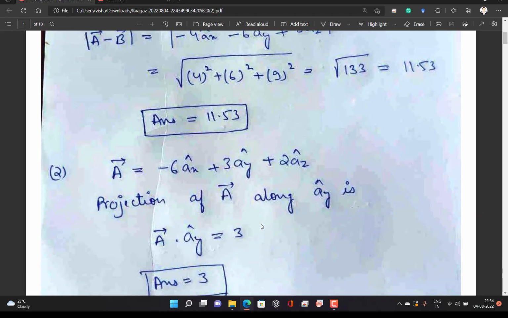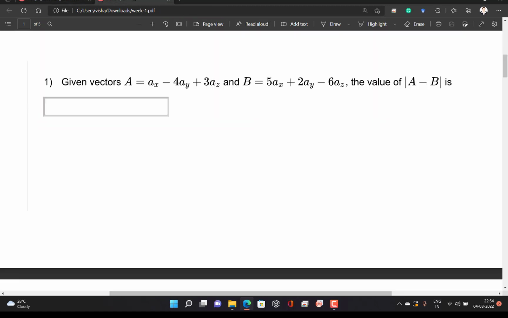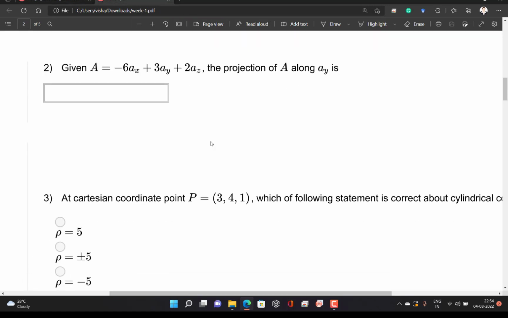Alright. Let's try to solve the second question. The second question here is, given A is equal to minus 6ax plus 3ay plus 2az, the projection of A along AY is. Alright. So here the question is, a vector is given and it is asking what will be the projection of A along AY. Alright. So this vector has all the three components ax, ay and az.